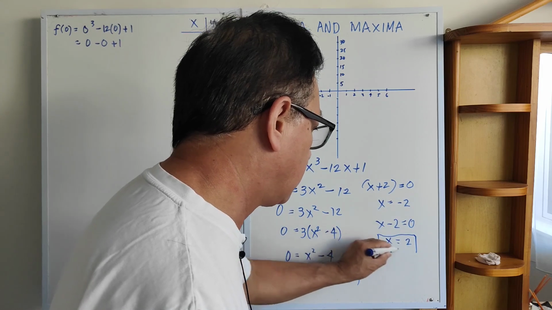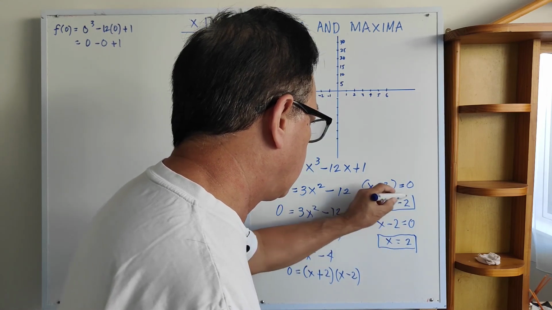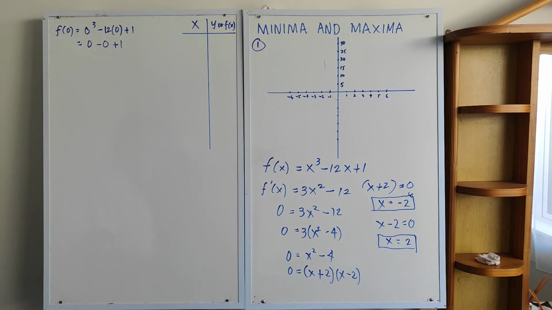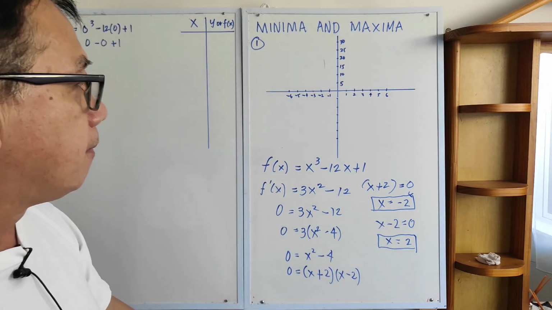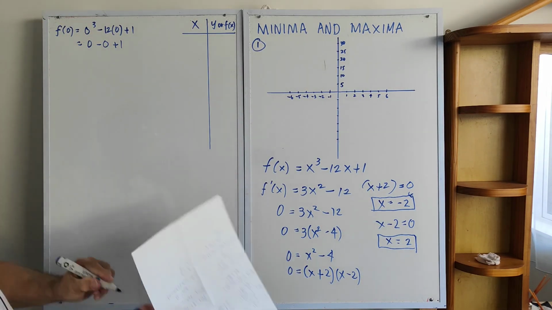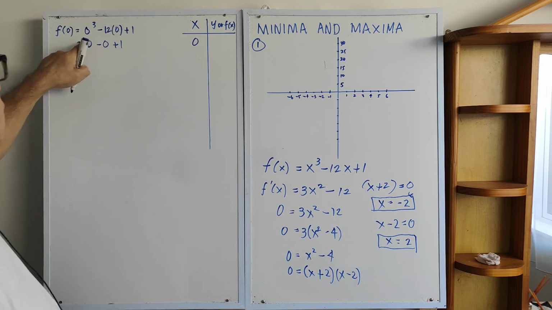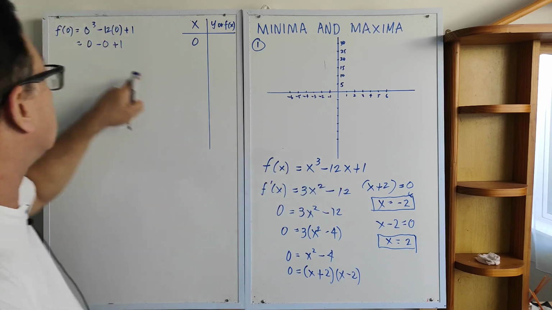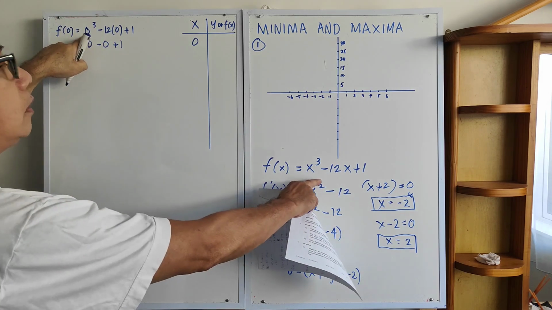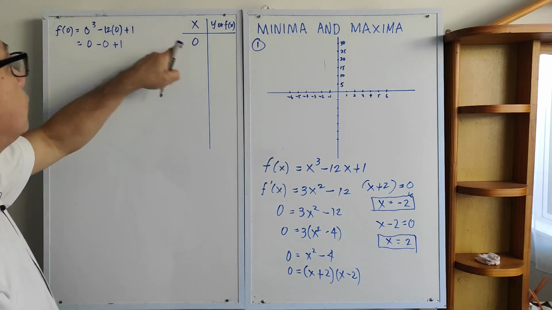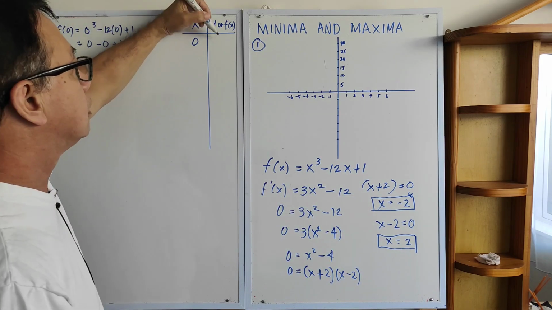So these are your minima and maxima. We don't know which is which yet, so let's try to plot some points. I've plotted the first point. What we do is we just assign a value to x, like 0. We put the 0 onto x like this: 0 to the third power minus 12 times 0 plus 1. So we get 0 minus 0 plus 1, which is 1.